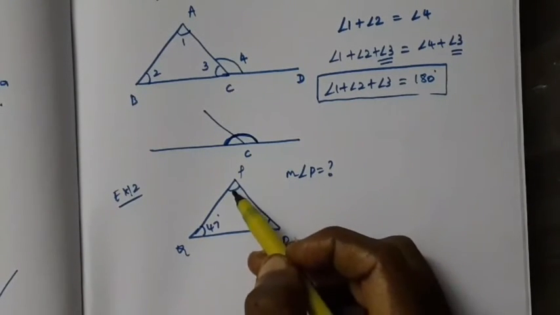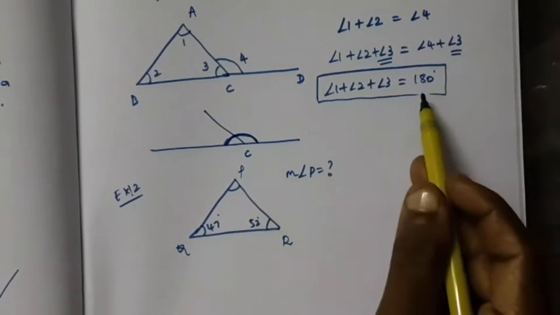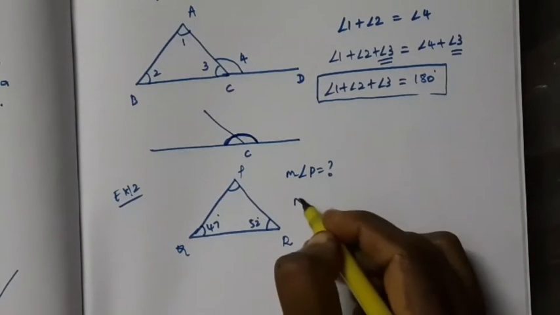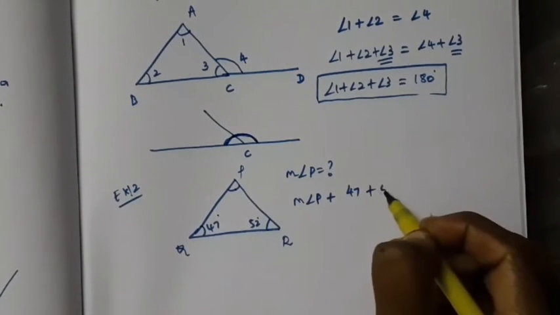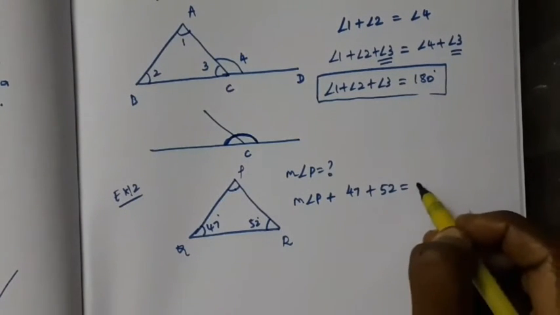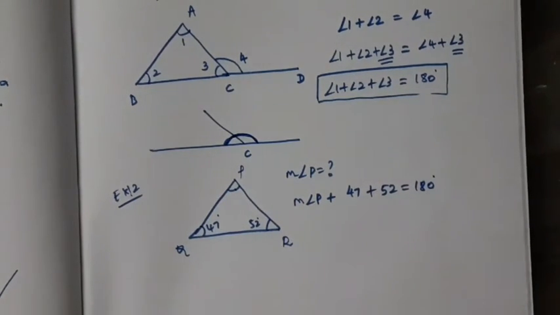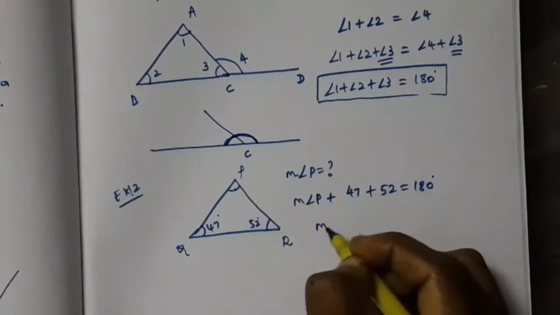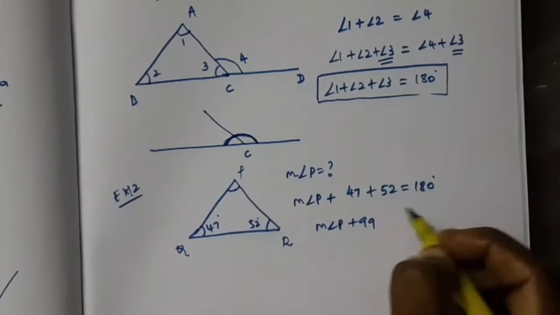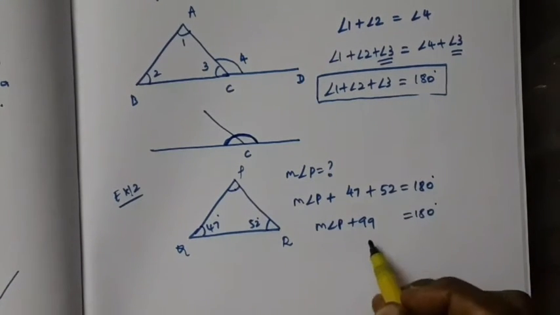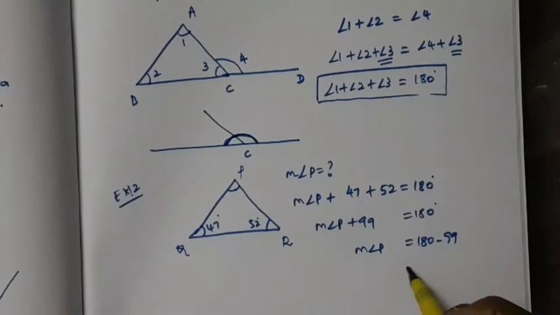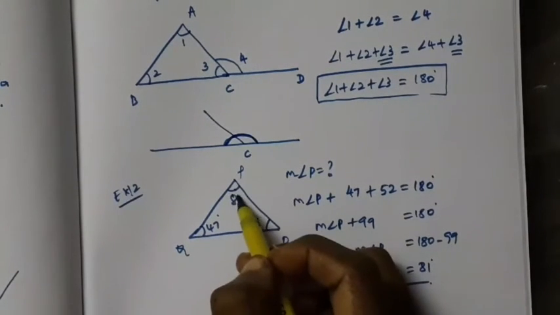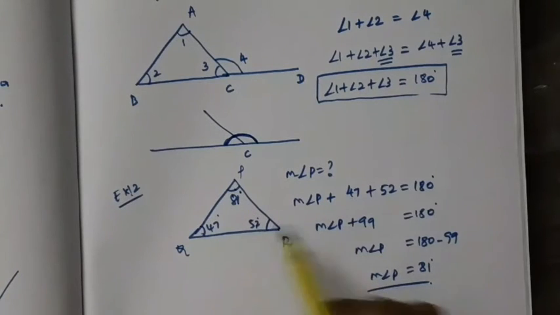We know that if you add all these three angles together, we should get 180. So I am adding this angle plus this angle plus this angle, and adding all these, I will get 180. So measure of angle P plus 99 equals 180. So angle P is 180 minus 99, that is equal to 81. So this angle is 81. You can cross-check by adding these three angles, you will get 180.